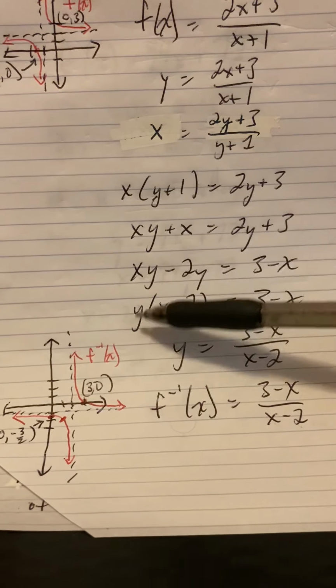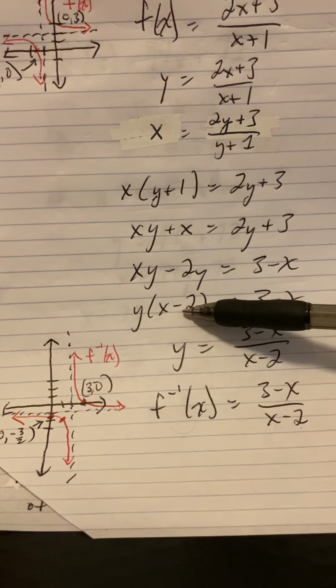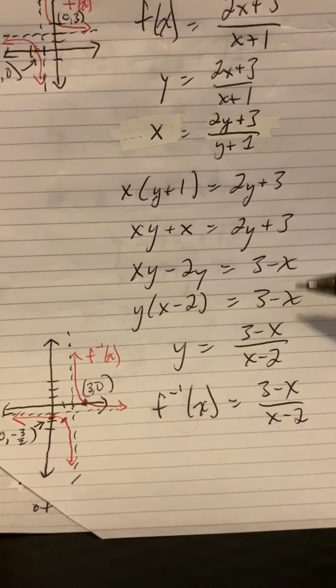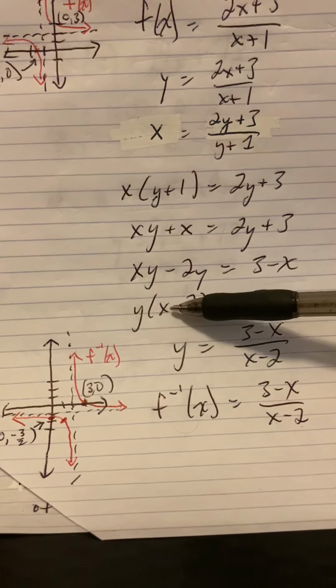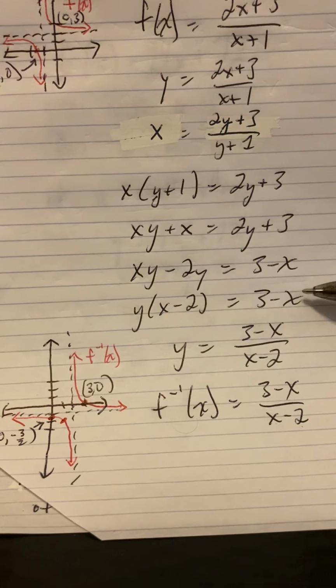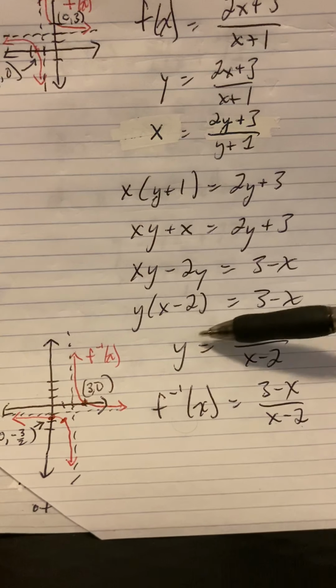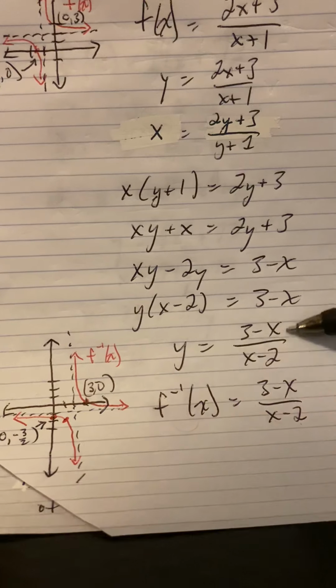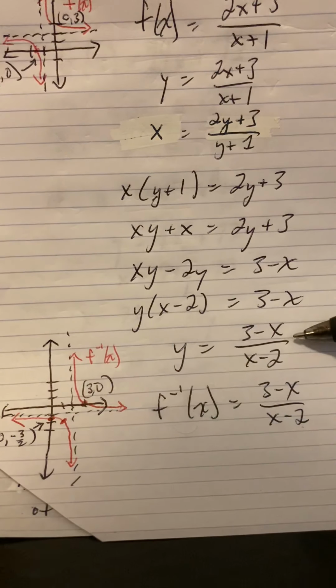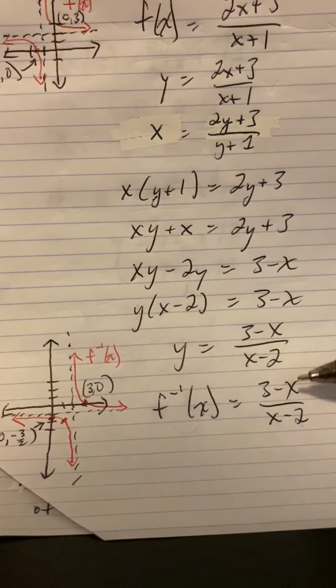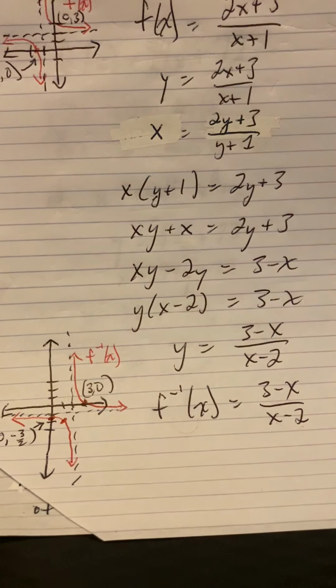Notice they both have a y, so I'll factor out a y. That leaves me an x minus 2. And over here, I just have this 3 minus the x that I subtracted over. So I have y times the quantity x minus 2 equals this 3 minus x. So I'll just divide by x minus 2 to get y by itself. And so I solved for y, and I can write it as a function, and I'll call it the inverse of f because that's what it is. It's the inverse of the function I started with.